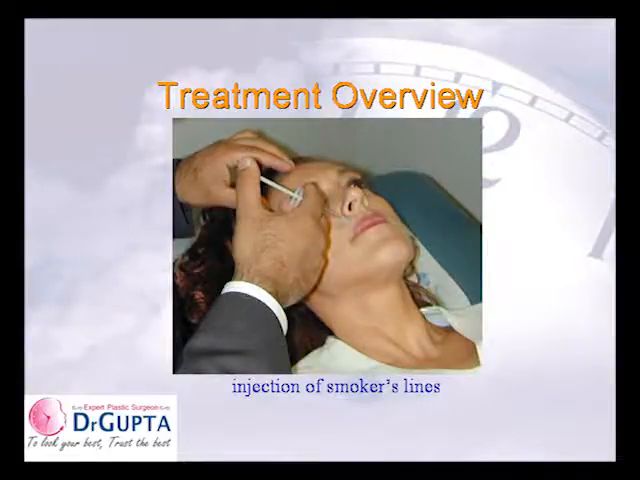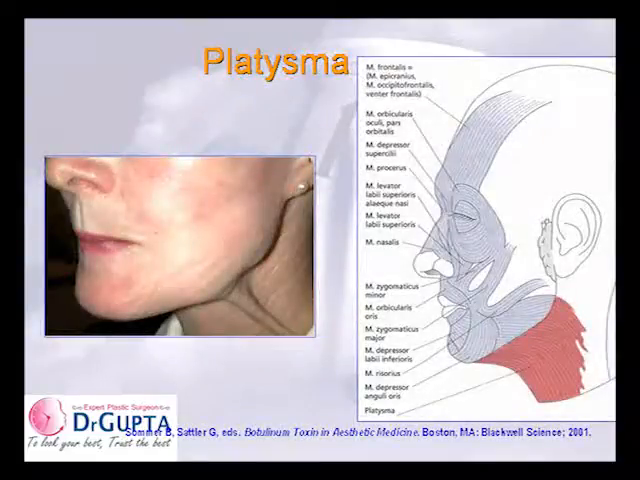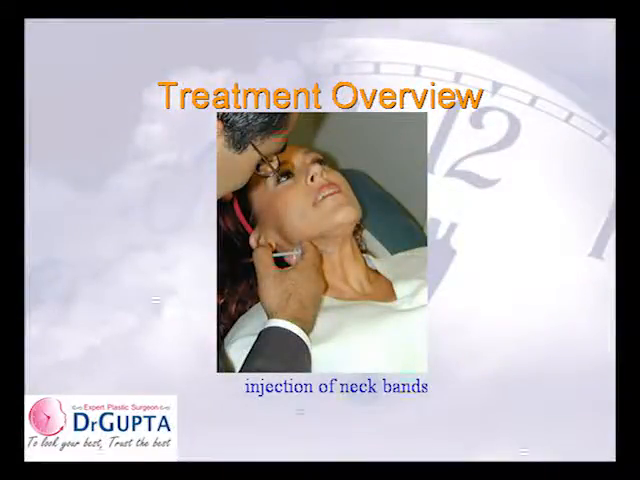And here you see injection of the smoker's lines in the same patient. The platysma neck bands are also one of the really good areas to treat with Botox. It's very effective, it's very safe when done properly, and really can reduce the lines in a woman's neck very effectively. Here you see the neck bands being injected in this patient. Let's take a look at a few cases.